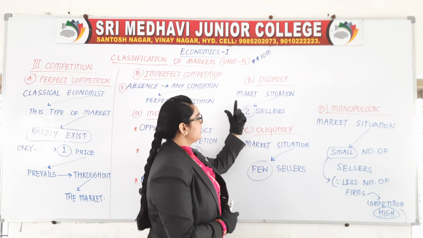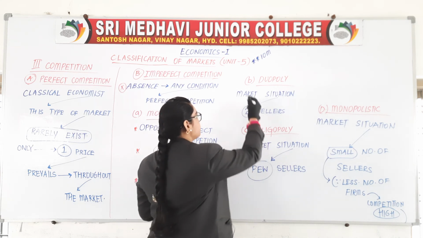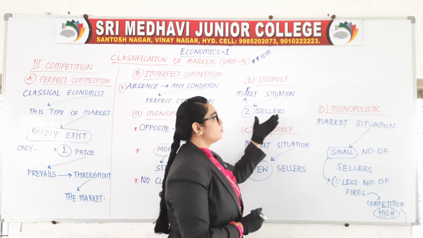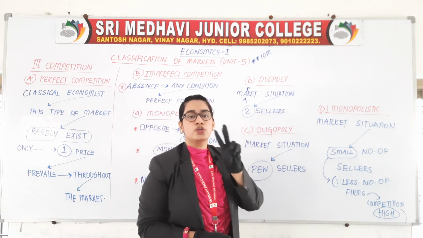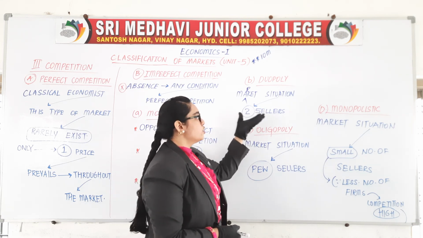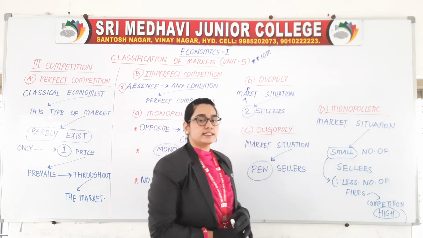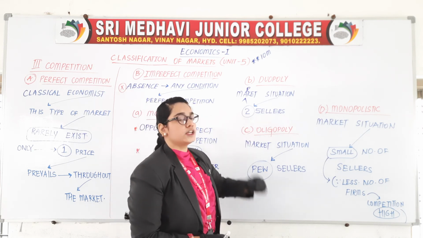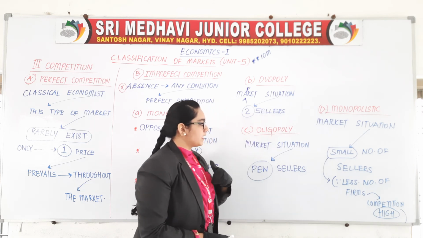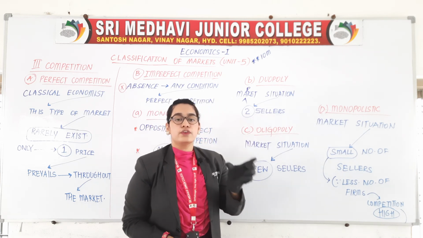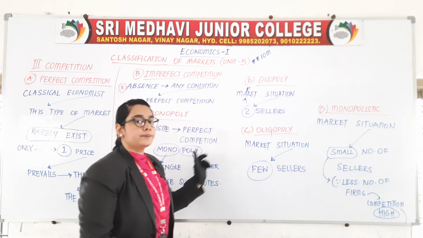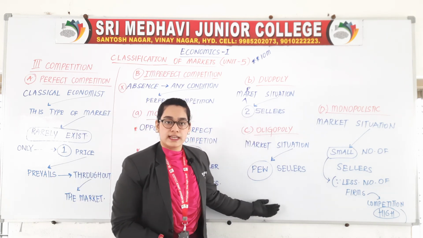Coming to duopoly, it is a market situation where there are two sellers. Mono means one, duo means two. So there are two sellers in this market, that is called duopoly. Coming to oligopoly, it is a market situation where there are few sellers. One seller, two sellers, few sellers.